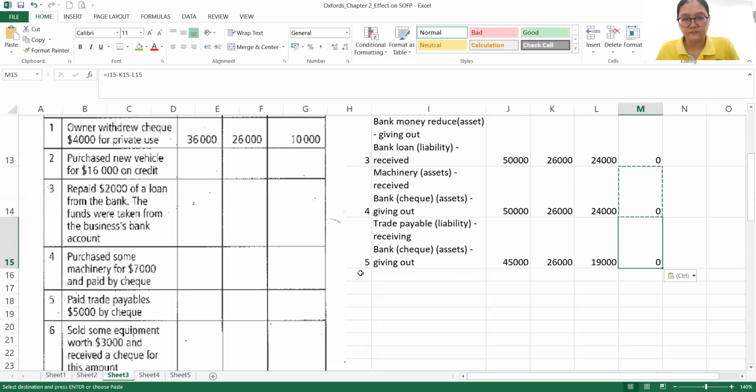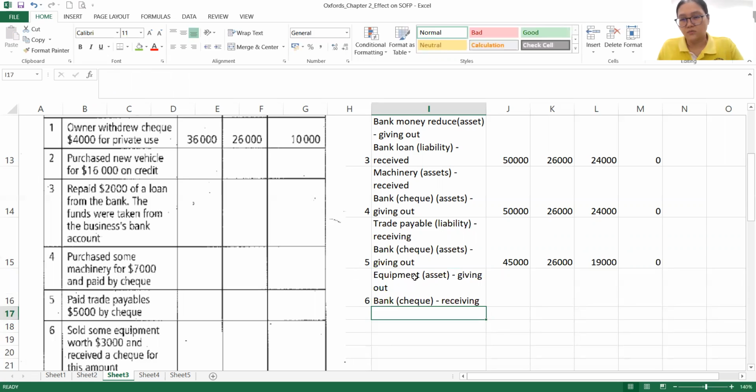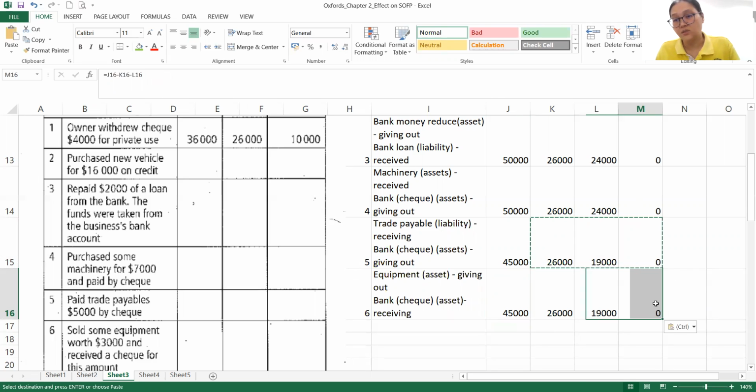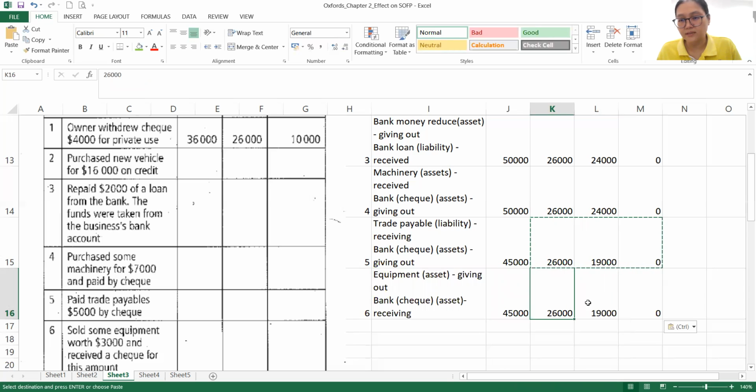So the next one, 6. Some equipment will receive a check. That means equipment is an asset, and is giving out. OK, and bank receives the check. Bank is an account, and check refers to the bank, so this one is receiving. So one receives, one gives out, both under the asset because bank is an asset. So this one is 45,000 plus 3,000 minus 3,000. So we get the same amount. There is no change. So eventually, at the end of the last section, the balance of the asset, liability, and capital.